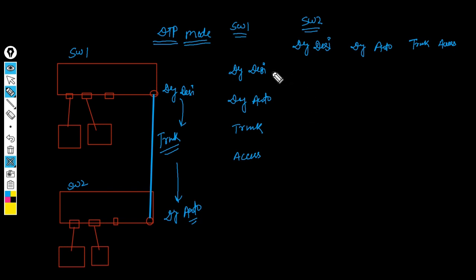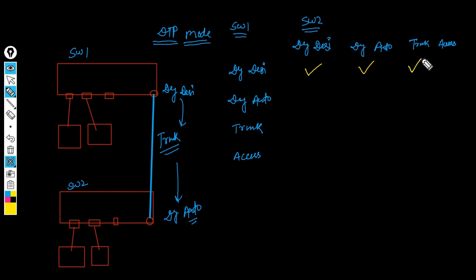Let's see what the behavior will be. Say for example, in switch 1 it is dynamic desirable. In switch 2 also, it is dynamic desirable. Of course, they are going to form a trunk. In switch 1, dynamic desirable, and switch 2, dynamic auto, definitely they are going to form the trunk. Correct? Dynamic desirable is saying that I want to form a trunk, and let's say switch 2 is already working as a trunk. Then it will say, you want to form a trunk, I am already working as a trunk, let's go for trunk.